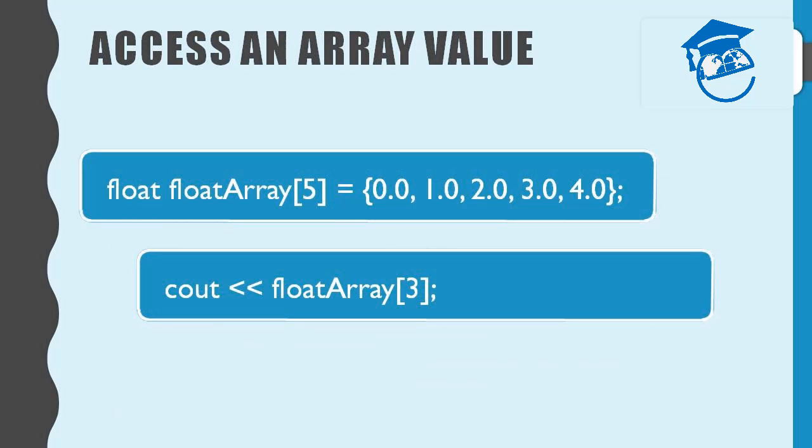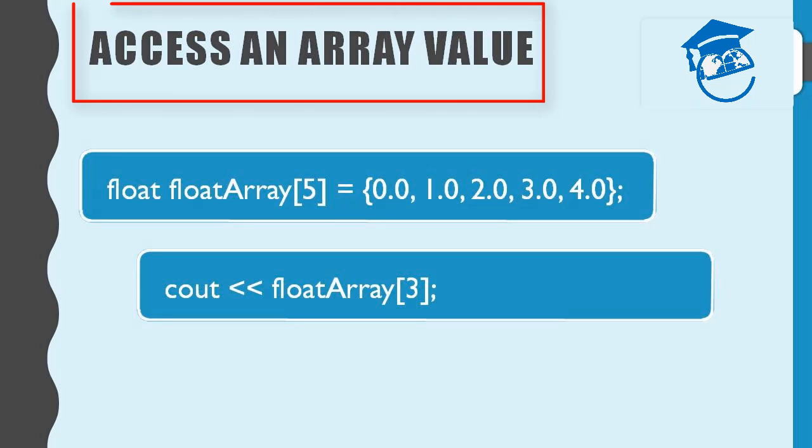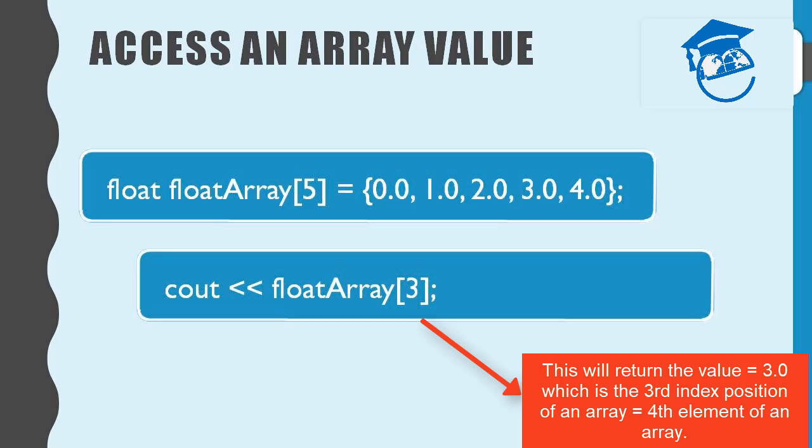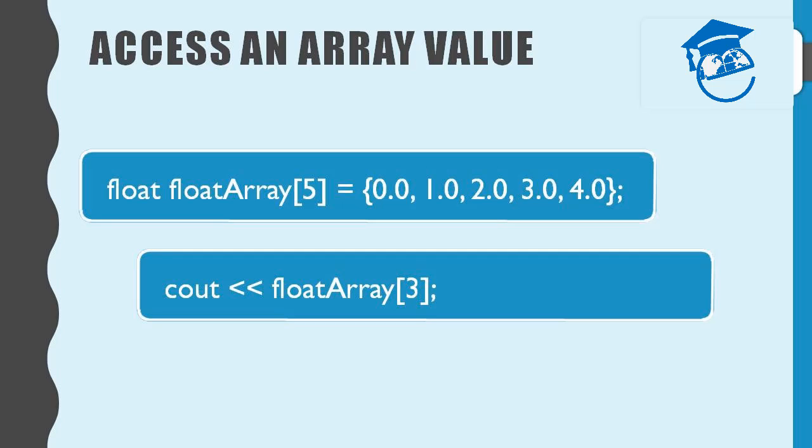Okay, now we are talking about how to access an array value. If you want to access an array value in a certain index position, you can mention that index position inside a square bracket with the name of the array. So in this code line, we are going to print out the value in the third index position. The value of the third index position is 3.0. So at the console, you will get 3.0 printed out. So likewise, you can obtain the values of the 0th index position to the 4th index position.